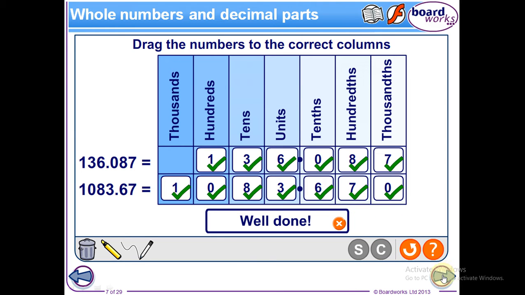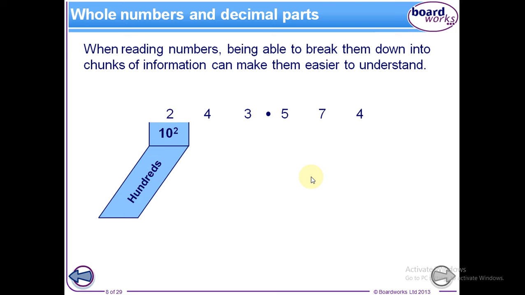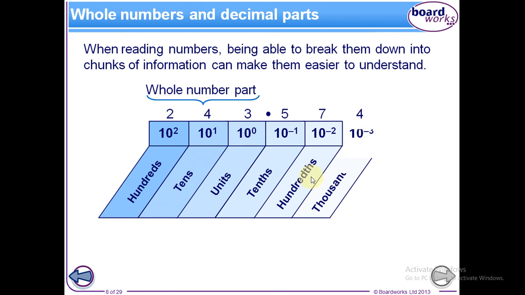So I will just press forward arrow. When reading numbers, being able to break them down into chunks of information can make them easier to understand. And I think I explained this already because I have a lot of tasks to complete, guys. So what I'm going to do is upload this board work on my channel, so you guys will have access to it. But let's just quickly explain this one. The first thing is that you have to take note of this decimal part. To the left hand side of the decimal, we have a number greater than 1, and to the right hand side of the decimal point, we have a number less than 1. Okay, and this is tenths, hundredths, thousandths, and this is unit, tens, hundred.